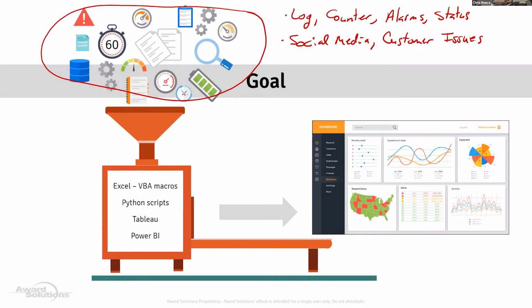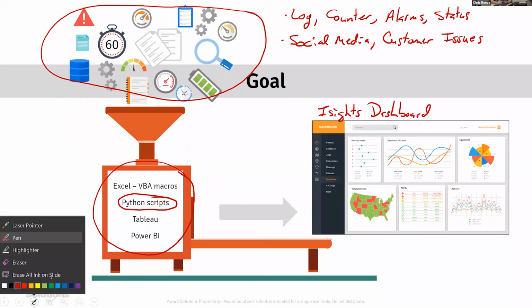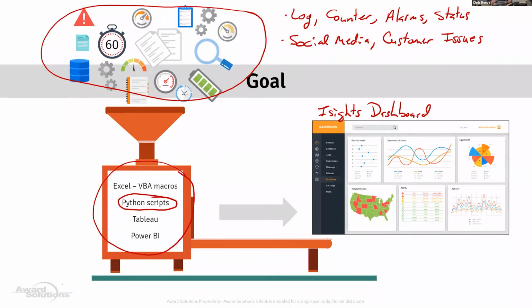And what we want to do is put that into some form of automation package. We're going to look at an example of Python in our time together today. And we want to be able to take that into some type of what I like to refer to as an insights dashboard. I want to be able to take all of this information and visualize it. I want to be able to graphically present it in such a way that I can get some insights out of it.